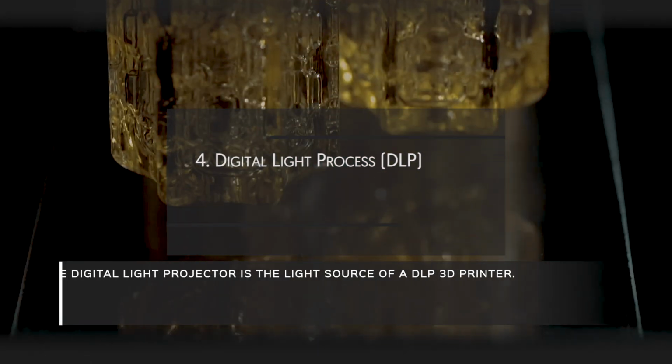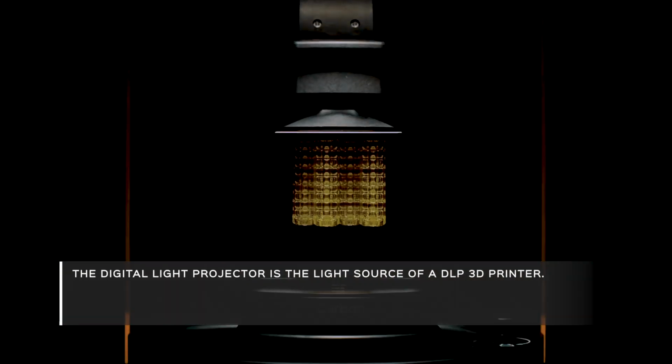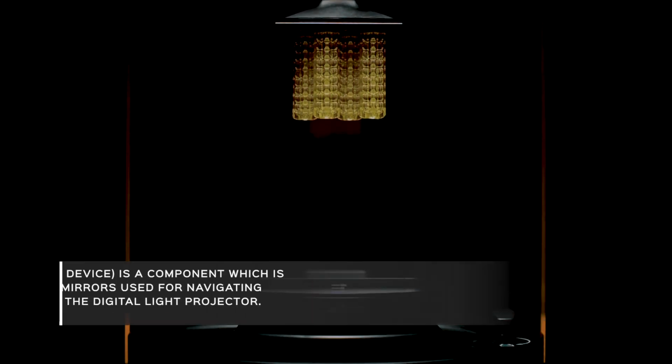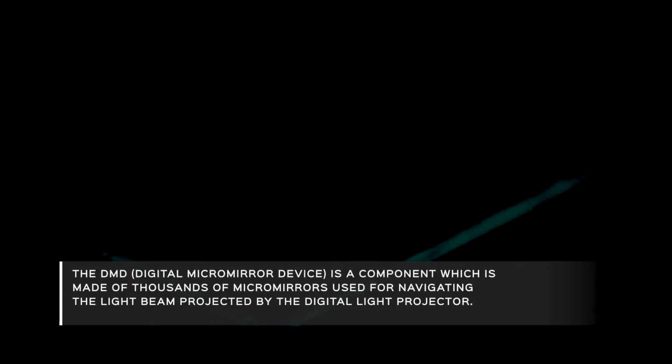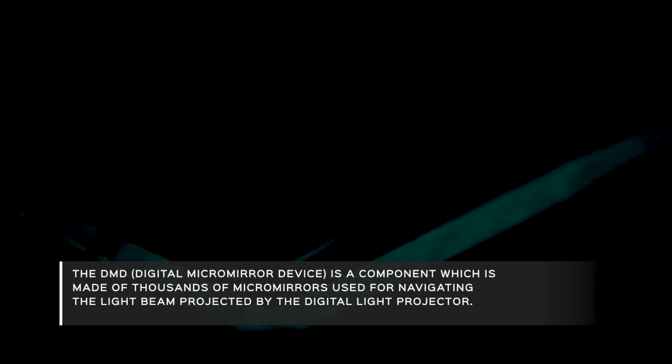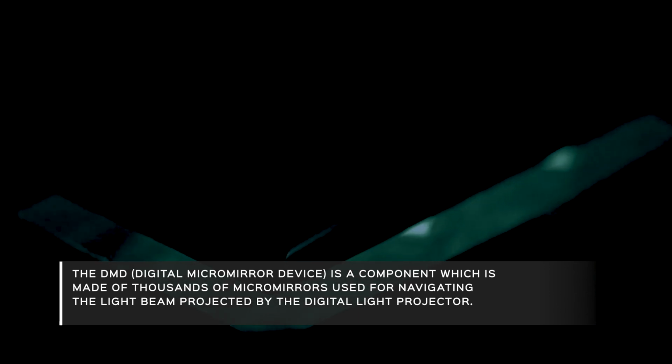Digital light process, or DLP. The digital light projector is the light source of a DLP 3D printer. The DMD, digital micromirror device, is a component which is made of thousands of micromirrors used for navigating the light beam projected by the digital light projector.